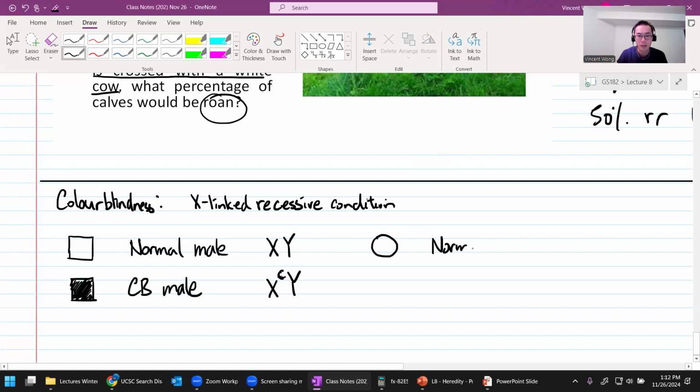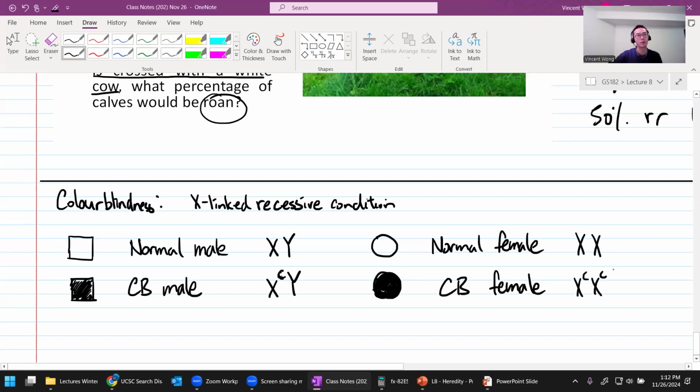This would be a normal, normal vision female, and she would be X and X, two normal copies of the X chromosome, no disease. We're going to go ahead and shade in the circle. This would be a colorblind female, and both copies of the X chromosome will have the colorblind gene on it.